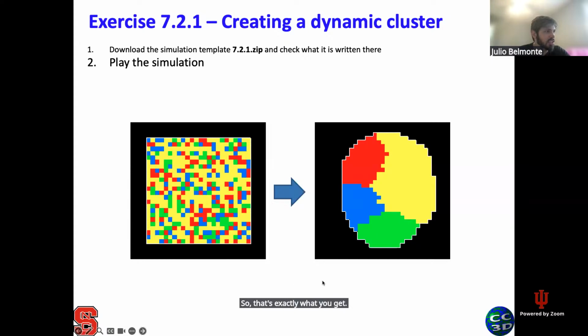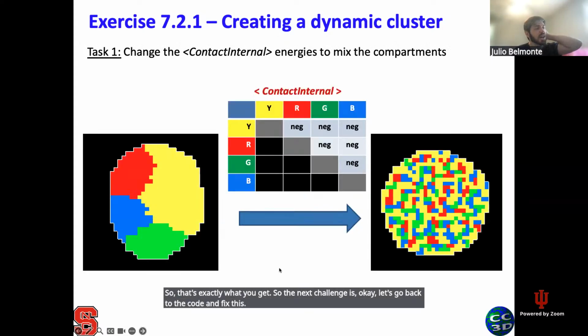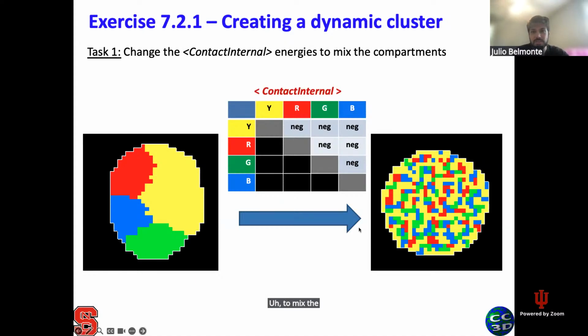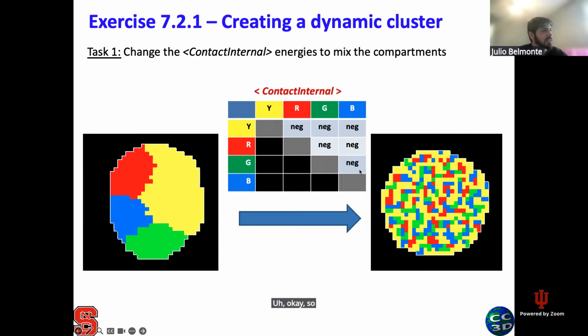So the next challenge is, okay, let's go back to the code and fix this to mix the compartments. Okay. So let's change the contact energy to mix this. Okay, so I realized that my slide gave up the solution.